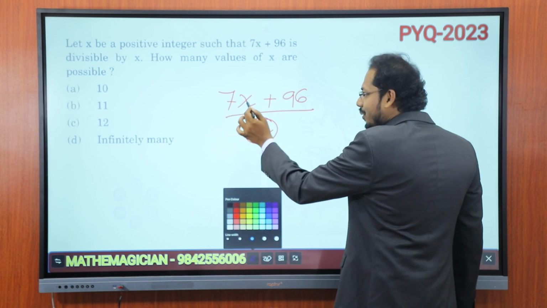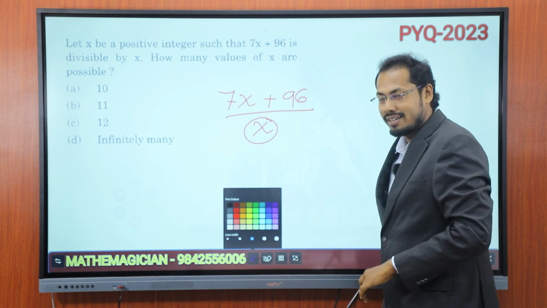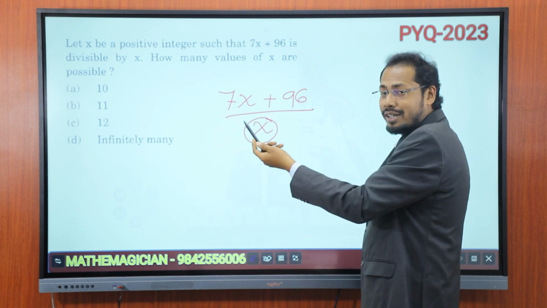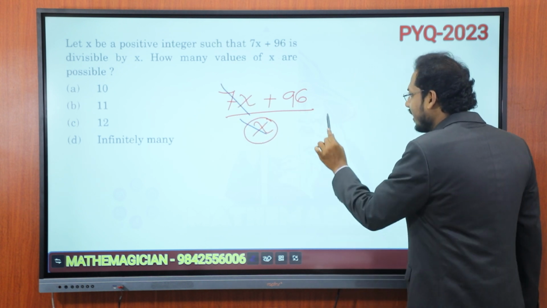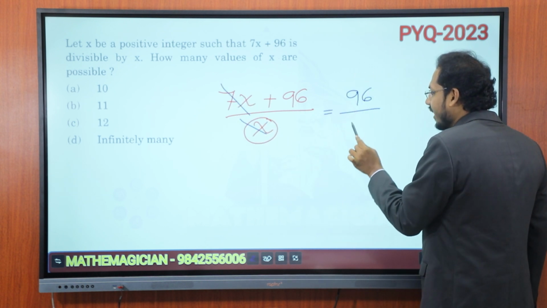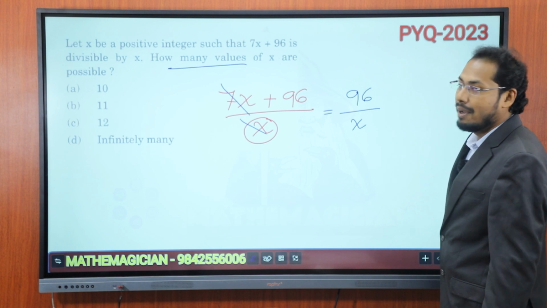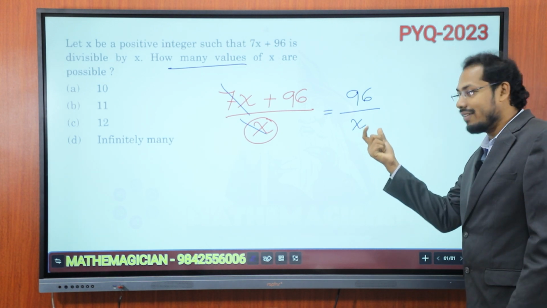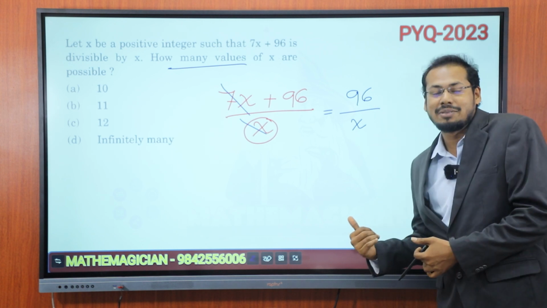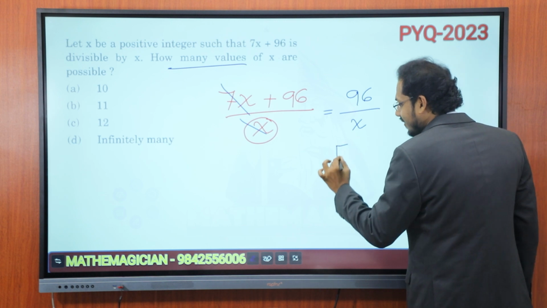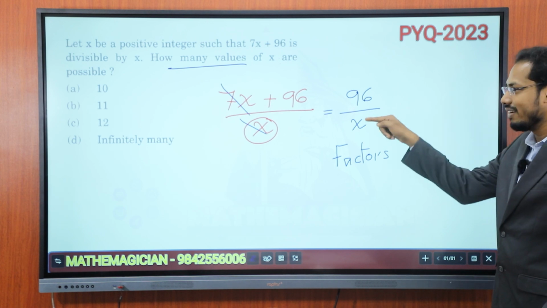So whatever it is, 7 into x or x into 7, that number, if let's take x is 2, right? If x is 2, 7 into 2 is 14. So 14 and x getting cancelled easily. So the remaining is nothing but 96 over x. Now I need to find how many values of x are possible. So I need to find out how many numbers divide this 96. So I need to find out the factors of 96. Those numbers will divide the 96, right?